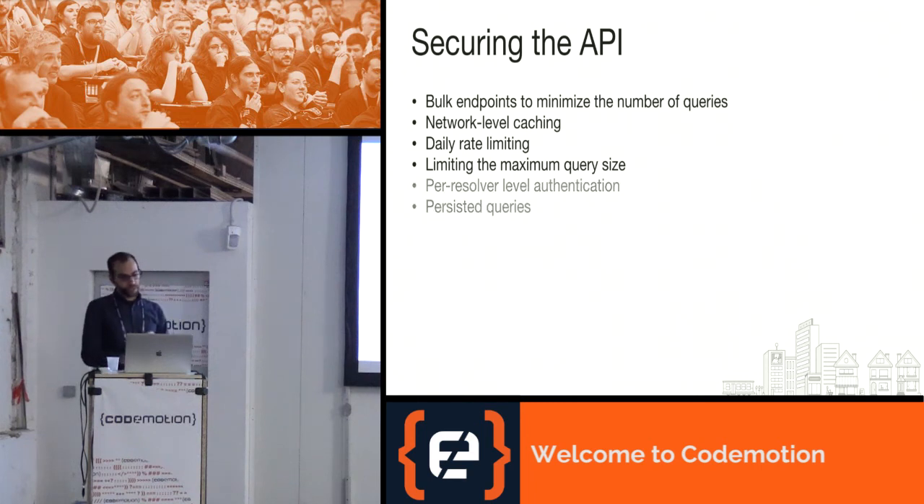The bottom two I'm not going to cover. They're pretty big topics in the community. They're probably talks each in and of themselves. You generally want to have per-resolver level authentication, especially if you're exposing any kind of social app or anything that might involve different users having access to other users. You want to make sure that people don't just build graphs that execute arbitrarily and return all the data.